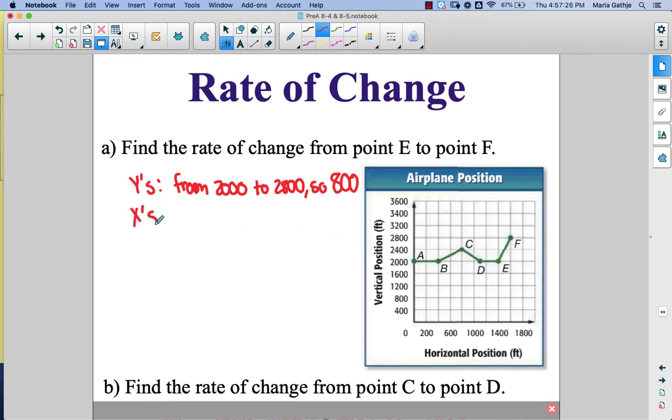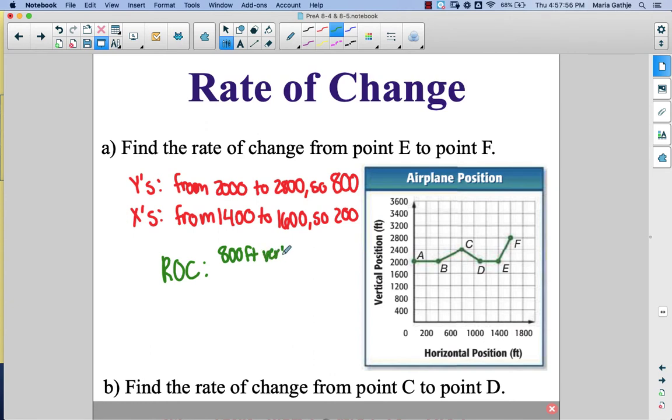Then I'm looking at my x's. I started with point E at 1,400, so from 1,400 to going over to F is right in between here, so that's 1,600. So that is a change of 200. Then when I write my answer, my rate of change, I'm going to abbreviate that to ROC, changes 800 feet vertically for every 200 feet horizontally.